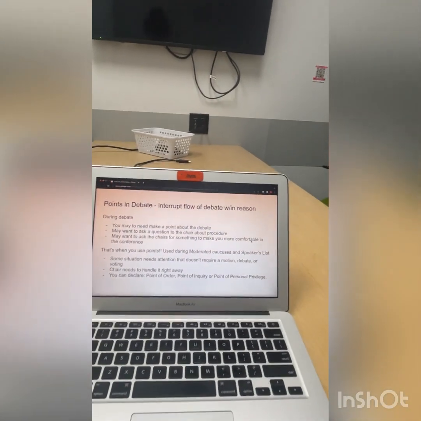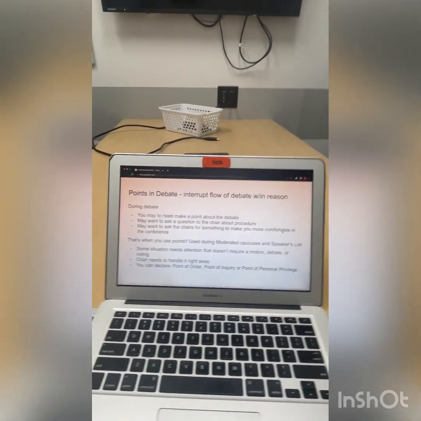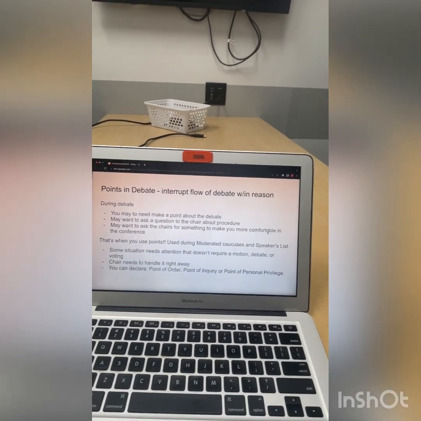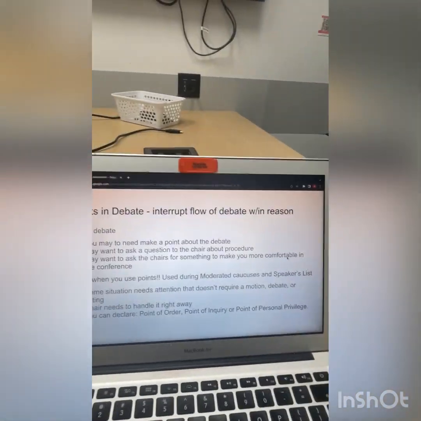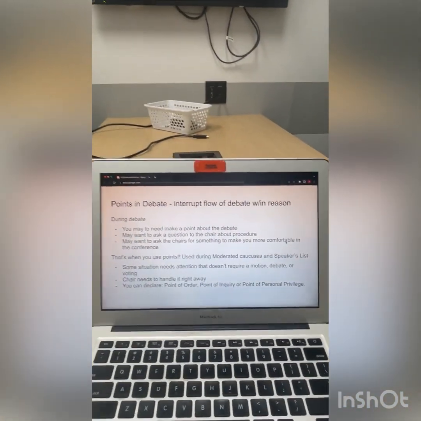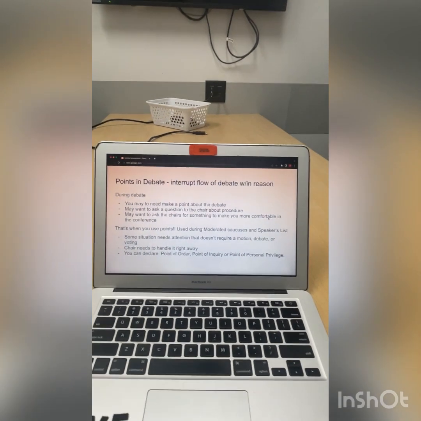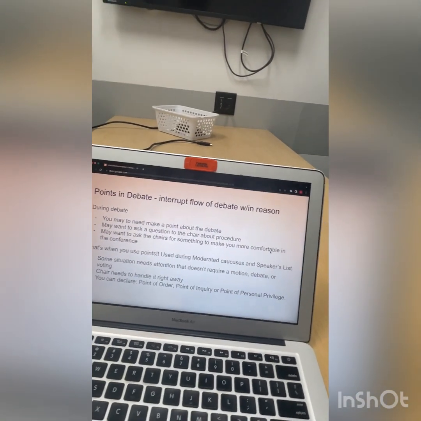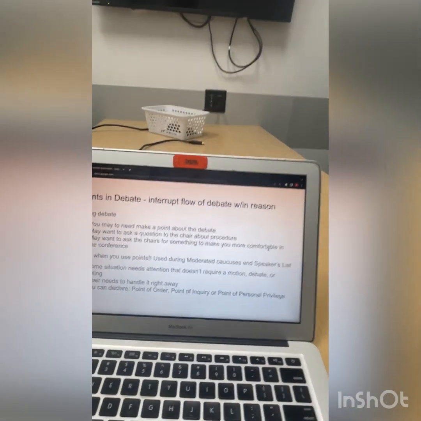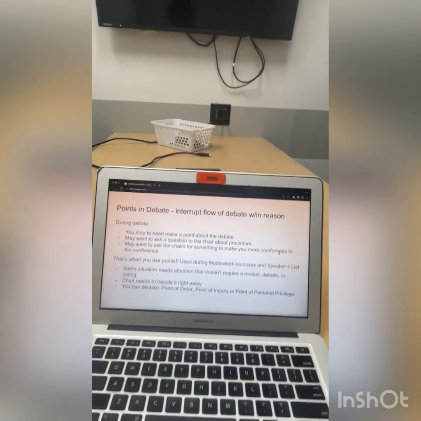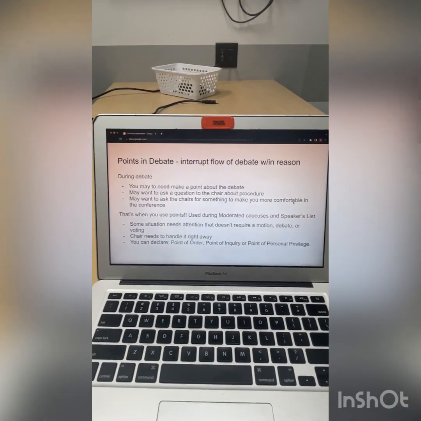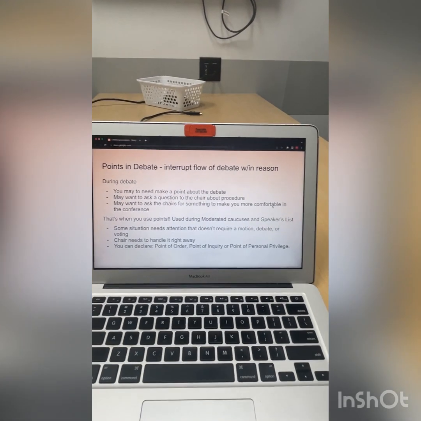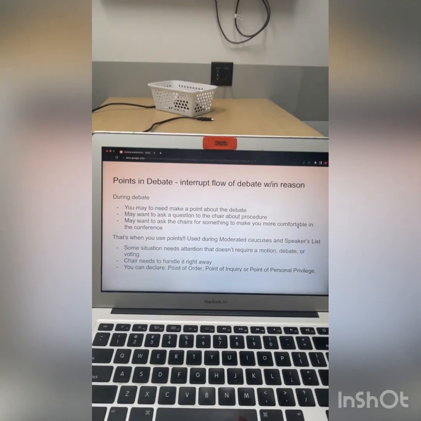So this is why you use points. So during moderated caucuses and speakers list, because in an unmoderated caucus, it's unregulated anyway, so it doesn't matter. At that point, you can do most whatever you'd like to do. And some situations really require attention, and so you don't need a motion, debate, or voting. You would just use one of these points, and the chair can handle it right away. And you can declare points of orders, points of inquiry, and points of personal privilege.